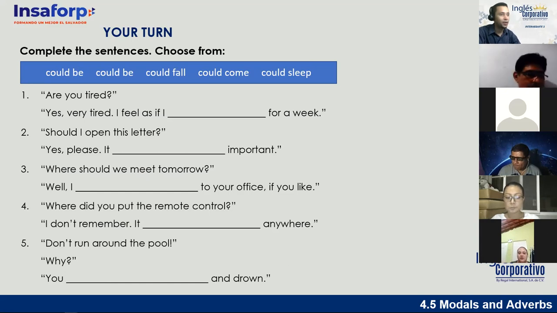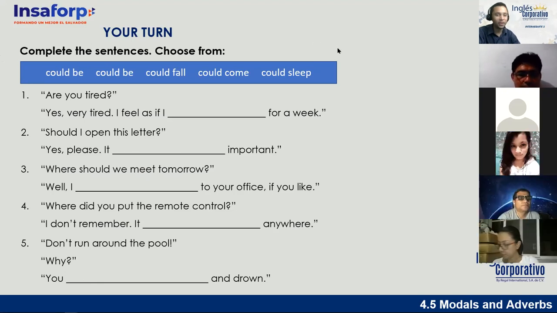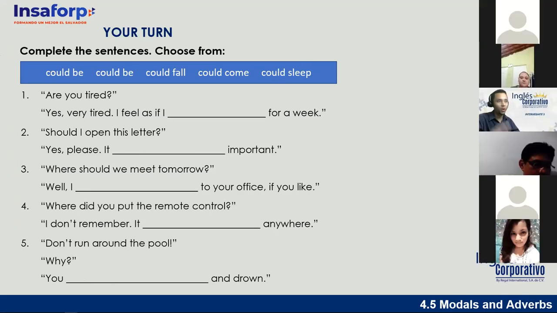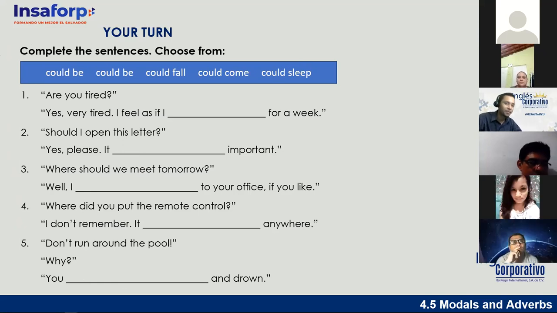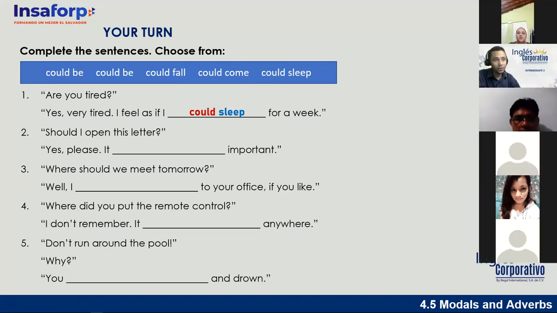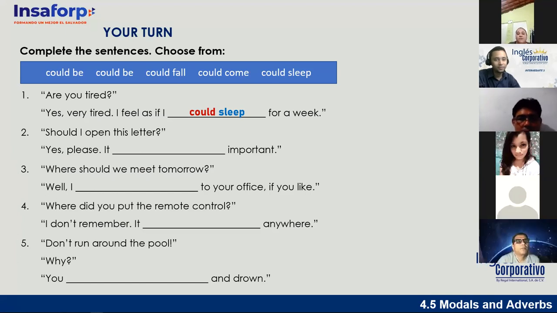Okay, everybody, can you see the screen? Yes, teacher. Great. Okay, number 1, volunteers, please. I'm going to read the question and then you help me with the answer. Manuel, Aristides and Jenny Sanchez, number 2. Number 1, Manuel, are you tired? Yes, very tired. I feel as if I could sleep for a week. Okay, thank you, Manuel. Jenny, number 2, should I open this letter? Yes, please. It could be important.